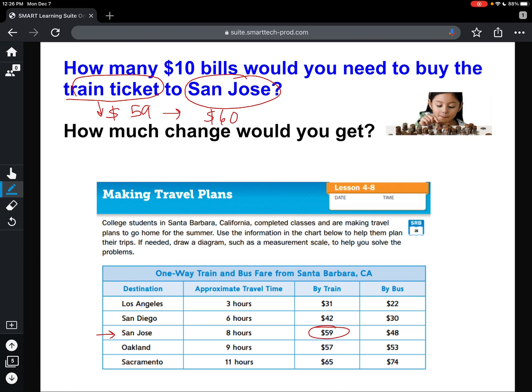So how many $10 bills would you need? You're going to need 6 $10 bills. And how much change? How much would you get back? Well, we only rounded up $1, so you'd get $1 back.